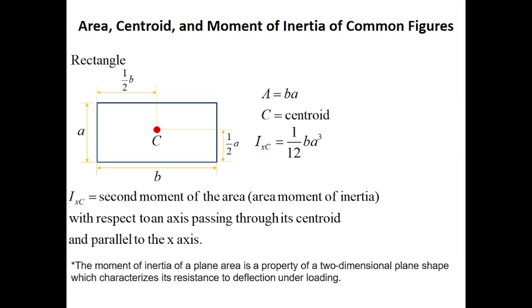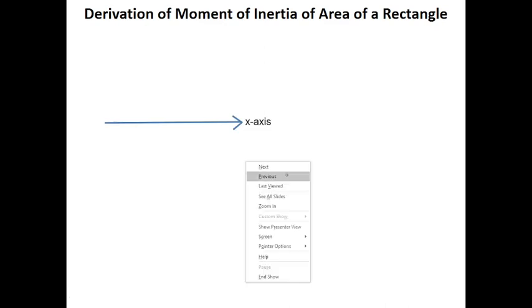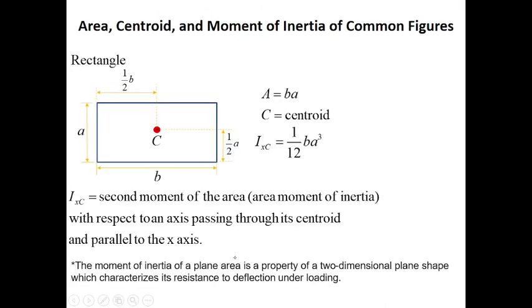So it is defined as: the moment of inertia of a plane area is a property of a two-dimensional plane shape, no? This is two-dimensional, right? It has length and it has width, this rectangle, which characterizes its resistance to deflection under loading.